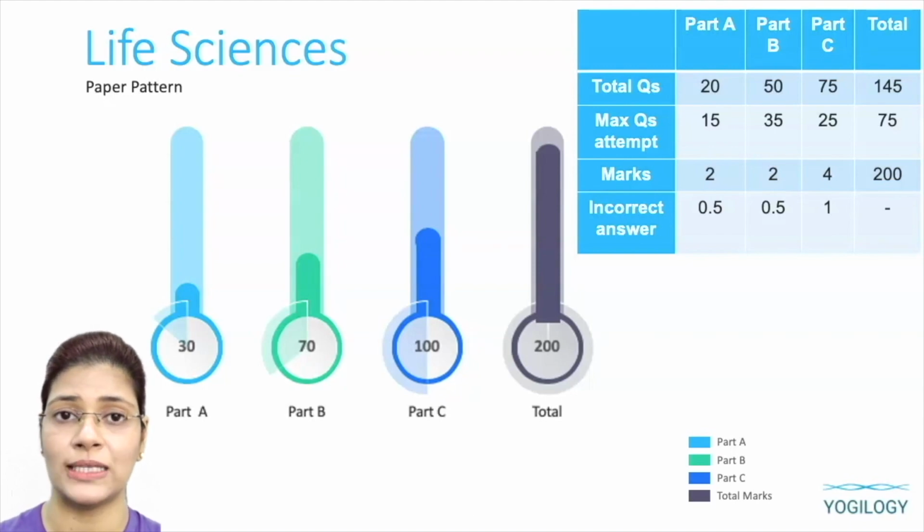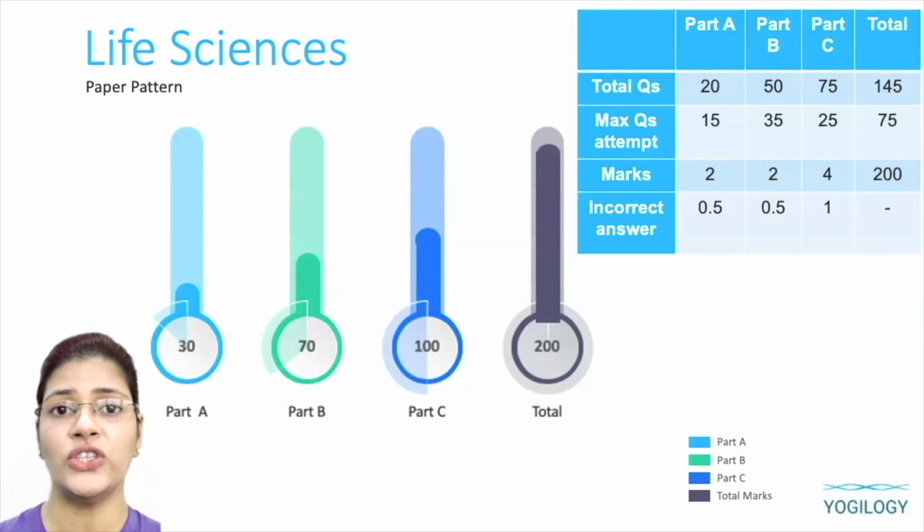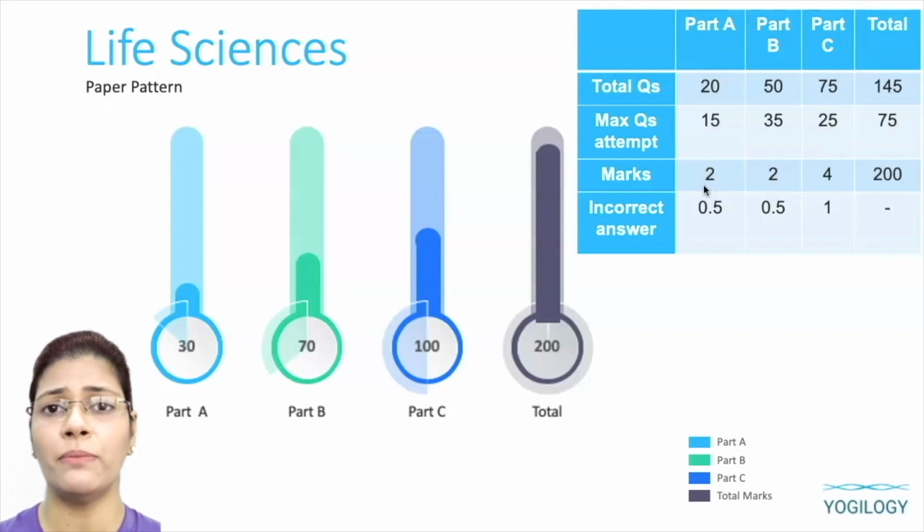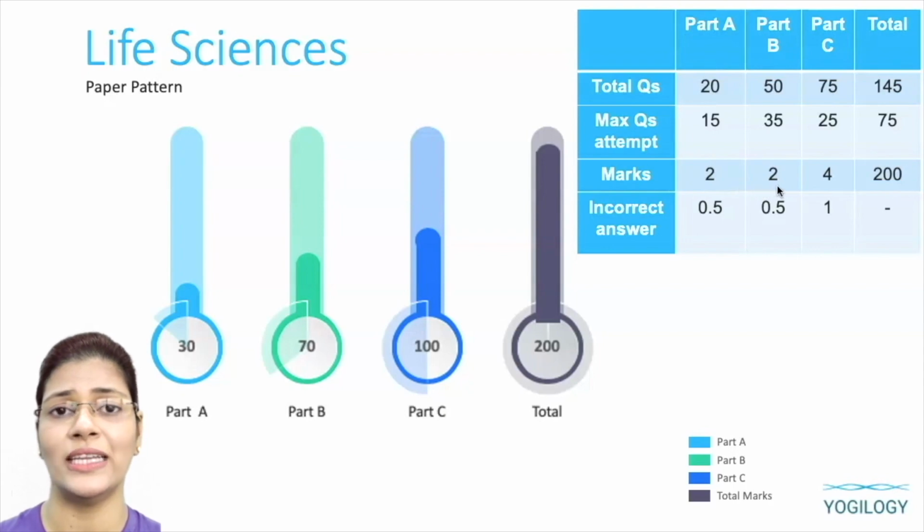This basically tests the candidate's knowledge of scientific concepts and application of scientific concepts. So coming to the table, total questions asked in Part A are 20, Part B are 50 and Part C are 75, out of which a candidate can attempt a maximum of 15 questions in Part A, 35 questions in Part B and 25 questions in Part C. So there is a lot of option to select from. Part A and Part B questions carry 2 marks each. Part C questions carry 4 marks each. There is negative marking, as I have already said, at the rate of 25% for each incorrect answer. What that means is a total of half mark will be deducted in Part A and B for each incorrect answer, and a total of 1 mark will be deducted from Part C for each incorrect answer.